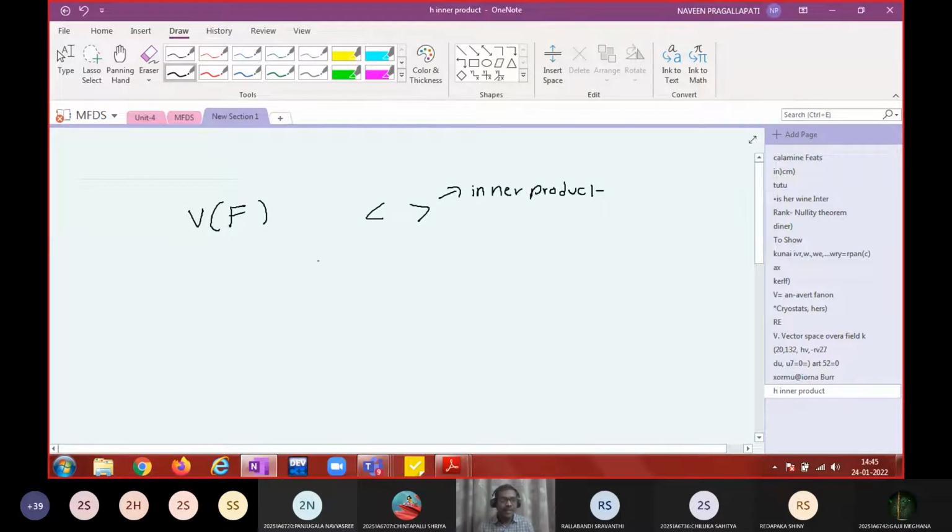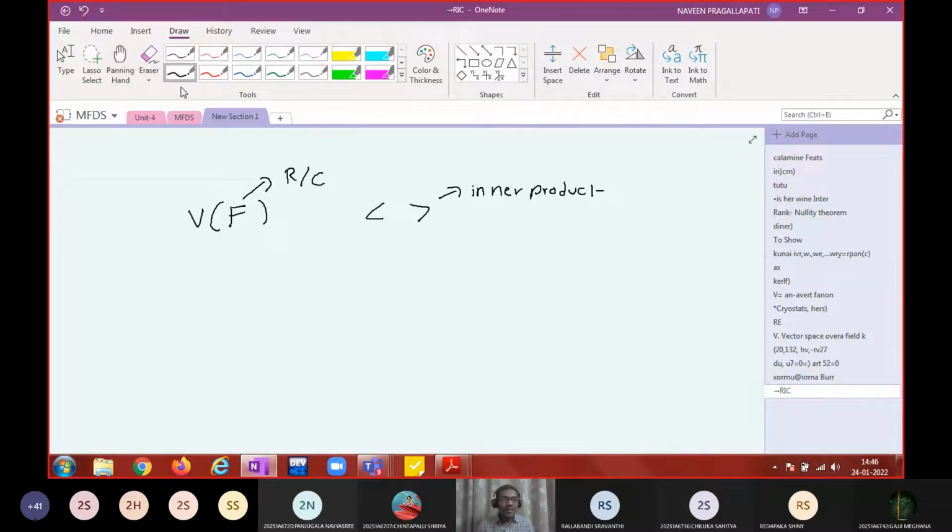If this field is the set of real numbers, the vector space together with the inner product is called Euclidean space. If the field is the set of complex numbers, the vector space associated with this inner product is also called Euclidean space. And I said we are confining our discussion to Euclidean spaces, where you have a vector space together with an inner product space with reference to the set of real numbers.